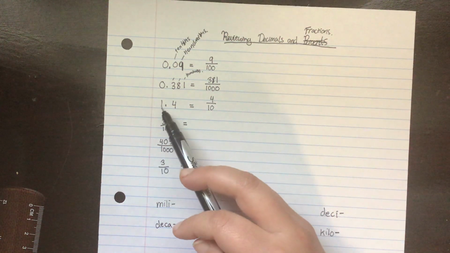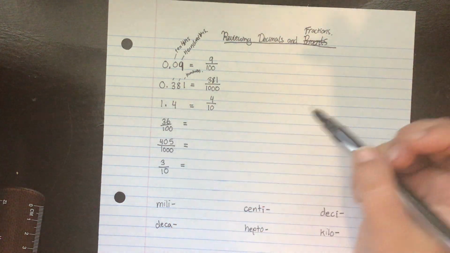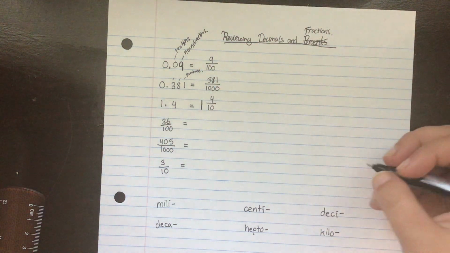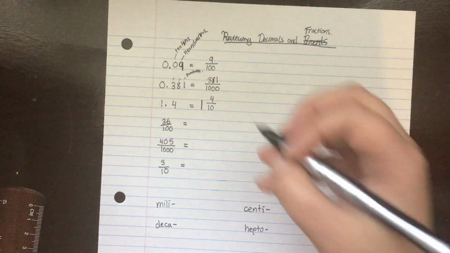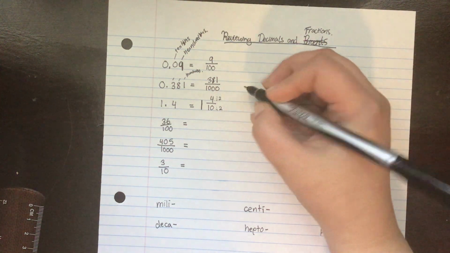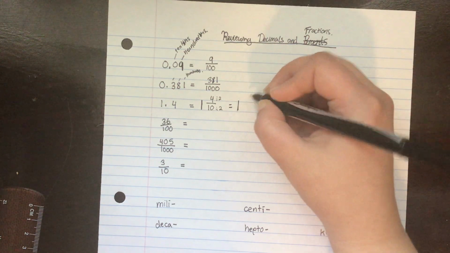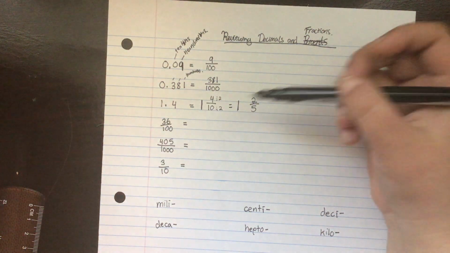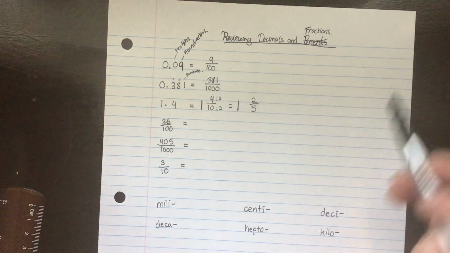Now this one's also a little bit tricky because it has a 1 out front. That means that there's also one whole number, so we can write it like that. And then once again, if we want to, we can see if it reduces. In this case, this one does, because we can divide both of those by 2. We get something that looks like this, 1 and 2/5. So there we go, that's how we change our decimals into fractions.